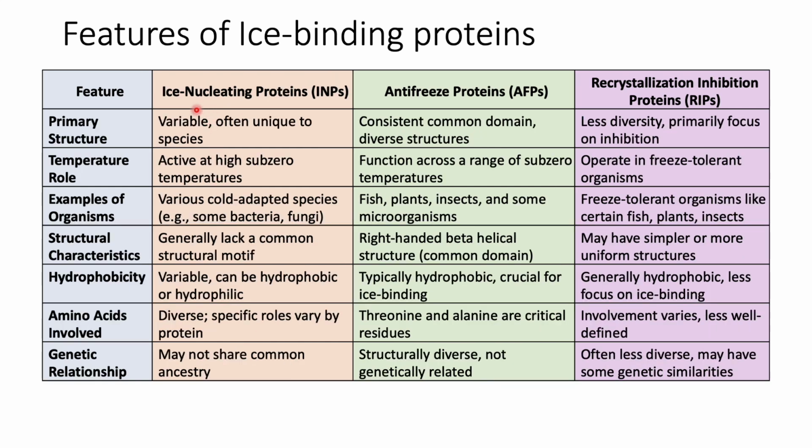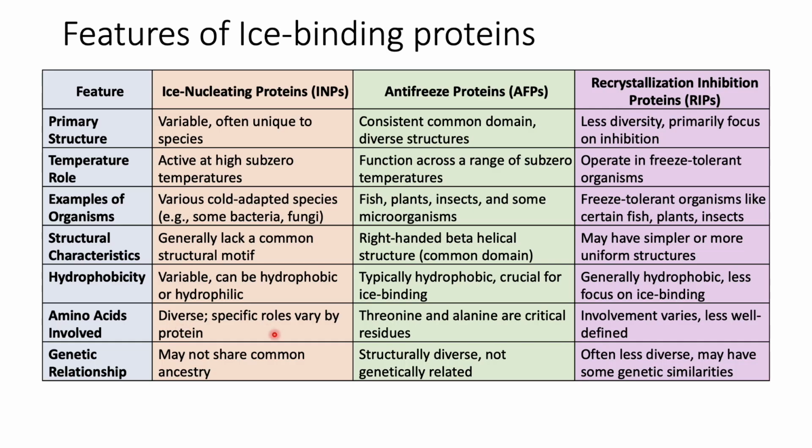But when we look at the ice nucleating protein, the structure is variable and often unique to species. They are active at high sub-zero temperatures. They are found in various cold adapted species. They generally lack a common structural motif. The structure of these proteins can be either hydrophilic or hydrophobic. They are diverse and they may not share a common ancestry. So this is the uniqueness of ice nucleating proteins.